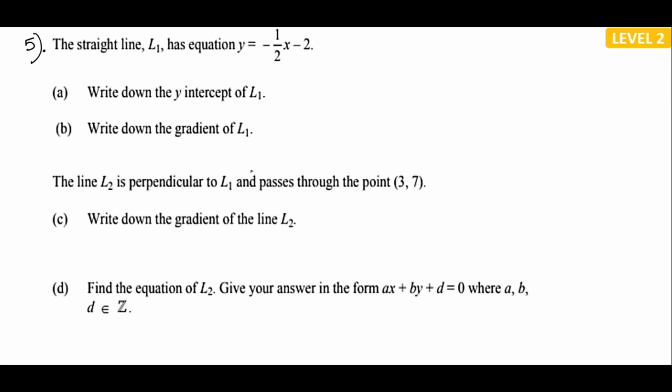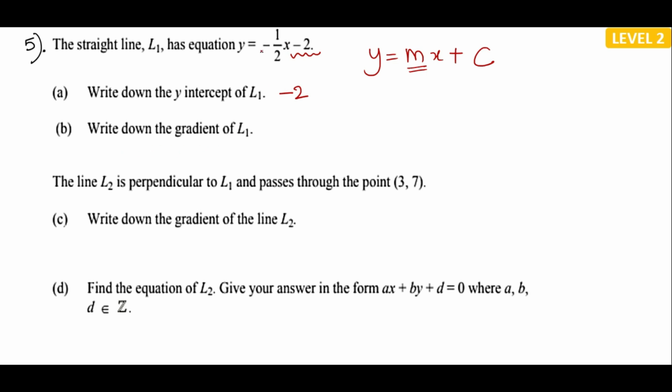Question 5. The straight line L1 has the equation y equals -1 over 2x minus 2. Write down the y-intercept of L1. That's a direct question, as we know y equals mx plus c. Whatever comes along with x, which means the coefficient of x, is the gradient, and the constant is going to be the intercept. So from here, we can clearly see that -2 is the answer.